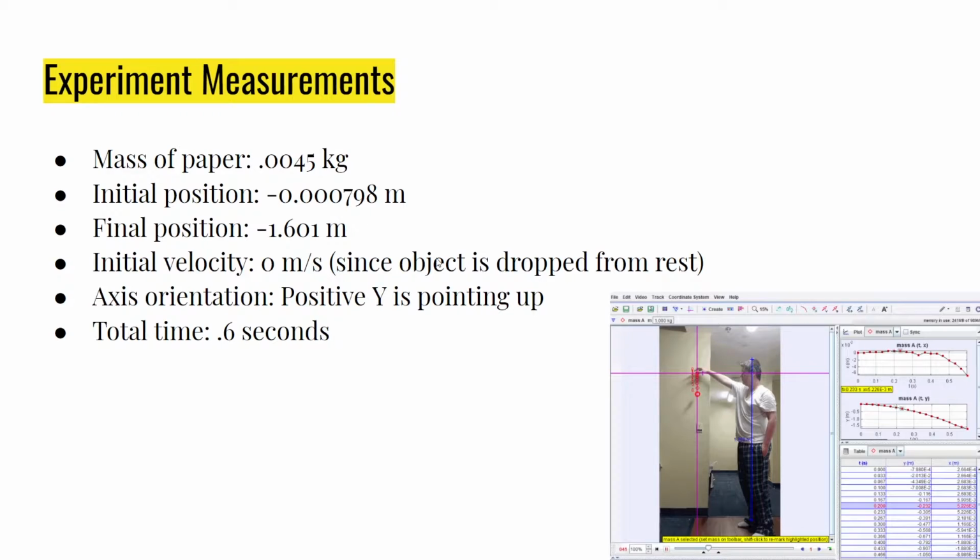So for the experiment itself, I recorded a video of one of my roommates dropping a piece of paper from around 180 centimeters above the ground. The mass of the paper is 4.5 grams. The initial velocity was 0 meters per second because the object is dropped from rest. The axis orientation, positive y, is pointing up, and the total time was 0.6 seconds.